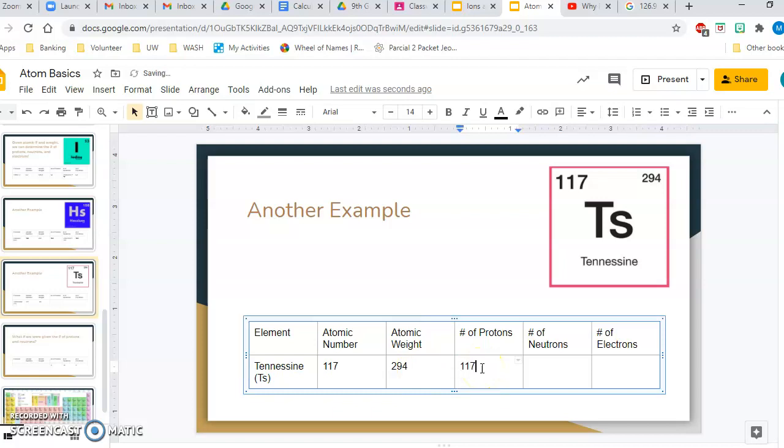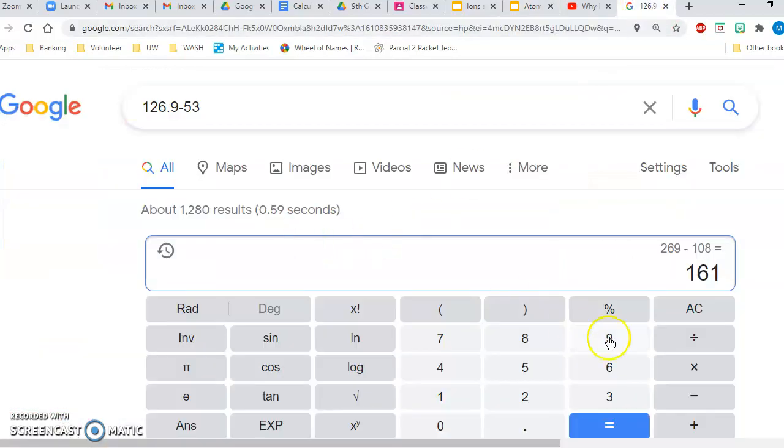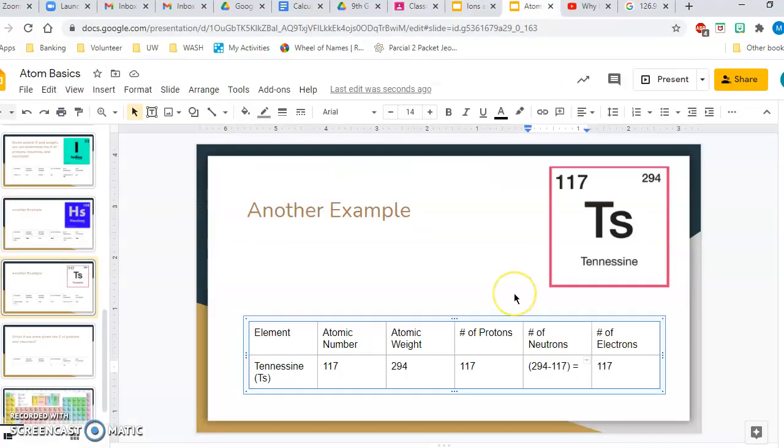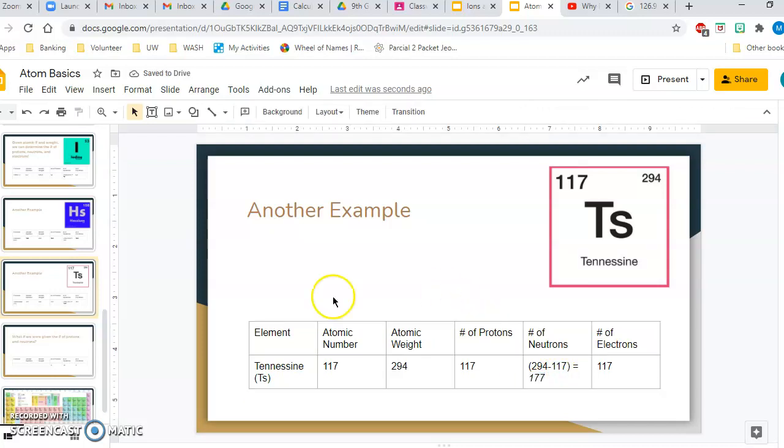Our number of protons is always equal to our atomic number. Our electrons are going to be equal to our protons. And then we would solve this by subtracting our number of protons from our atomic weight. So like this. And then again, I'm not smart enough to do this in my head, so we're going to do it this way. 177. So 177 is the number of neutrons. So this is our answer here. So that's how, given an element, we can find its atomic number, weight, number of protons, neutrons, and electrons.